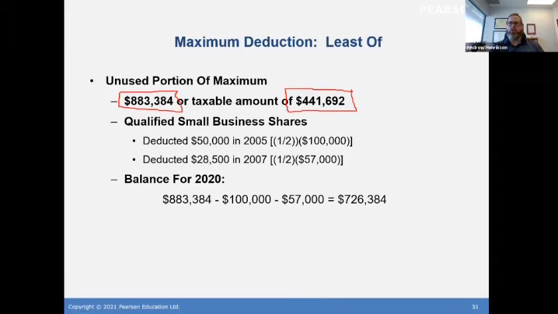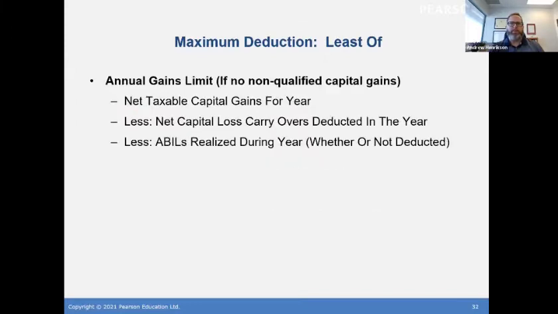So you want to make sure that your corporation, if you want to be able to take advantage of this, is meeting these guidelines. So that's a tax planning thing to keep in mind.